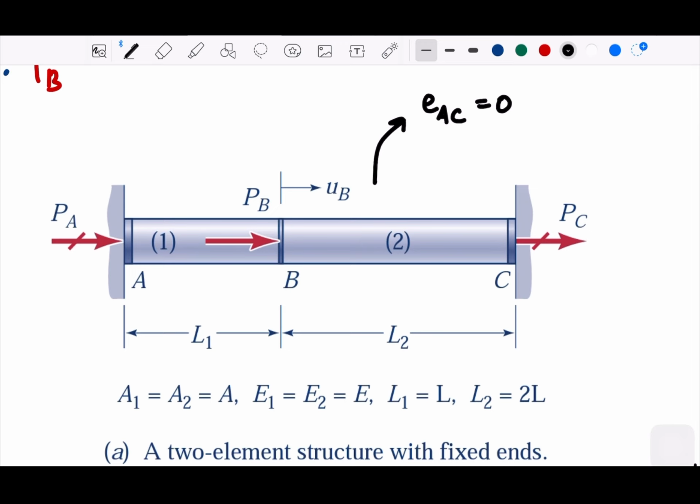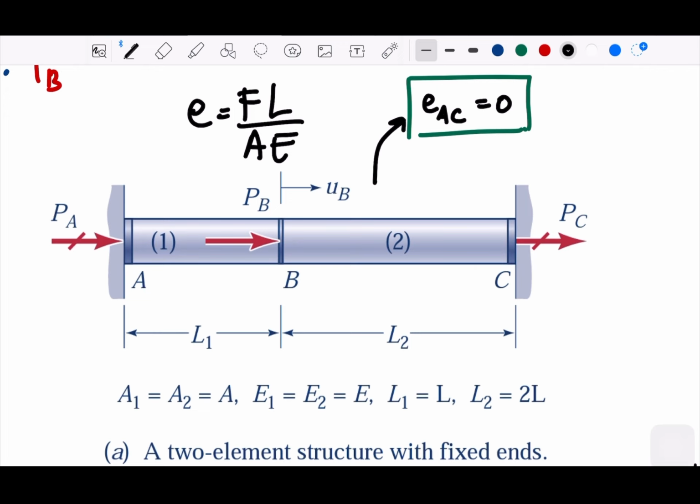And from our axial elongation formula, we can get this elongation equals zero to be involved with. So remember the formula, elongation equals FL over EA. Okay. And then if you see all the things here, maybe we can have some formula and we can cancel some numbers, right?